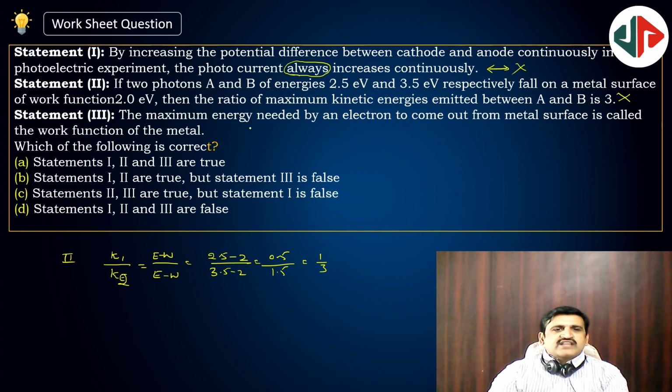Next, maximum energy needed by an electron to come out from the metal surface. Minimum energy needed to come out is known as work function, right? This says maximum. Read very carefully. So this is also a wrong statement. So statement 1 is wrong, 2 is wrong, 3 is wrong. So option D is correct.